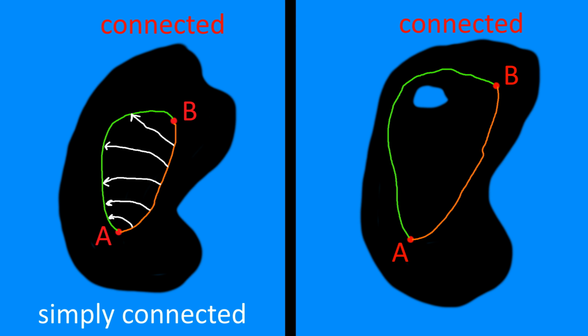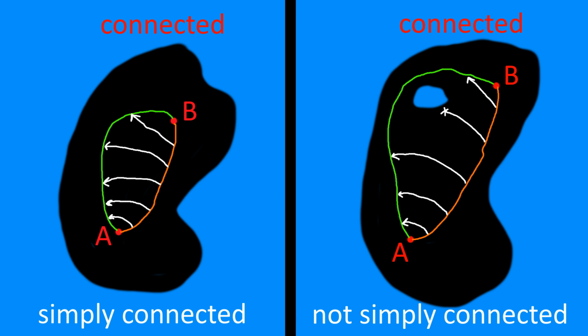Just for testing our understanding, let's look at another set at the right side of the screen. Let's again pick 2 random points A and B in the set. We again see that we can connect them with a path inside the set, so the set is connected. Let's now draw a second path from A to B. Now we again try to turn the orange path into the green path gradually. But now we realize that we can't do that without having part of the path being outside the set in an intermediate step. For that reason, this set is not simply connected.